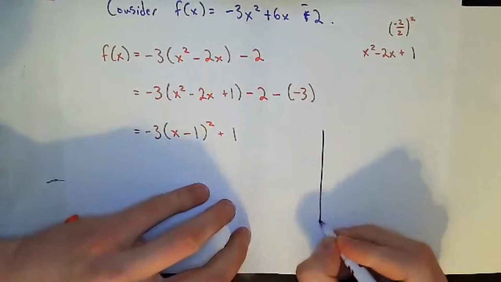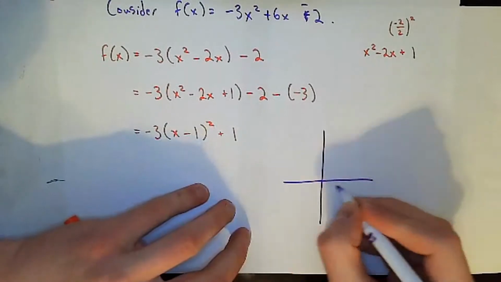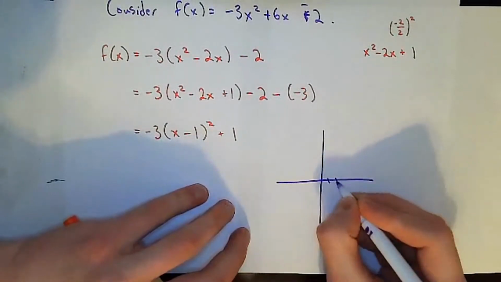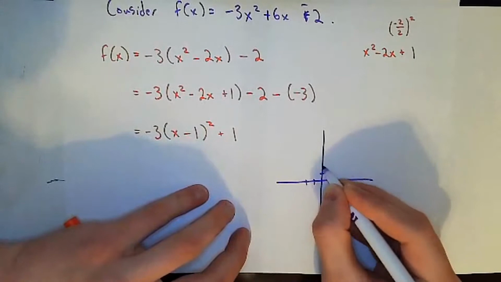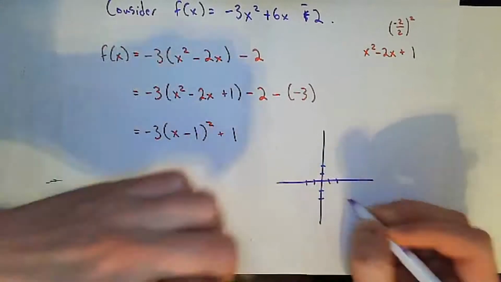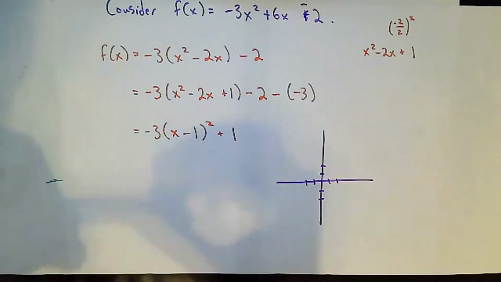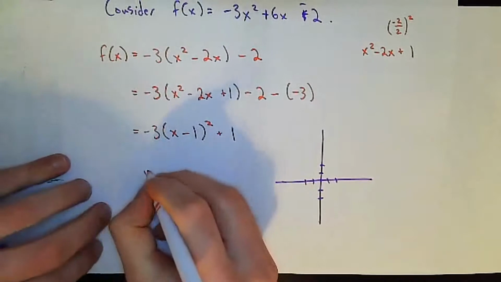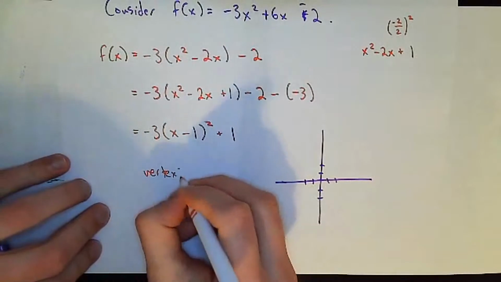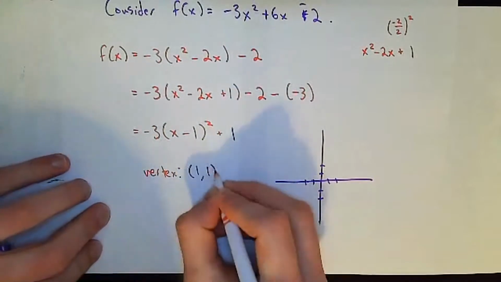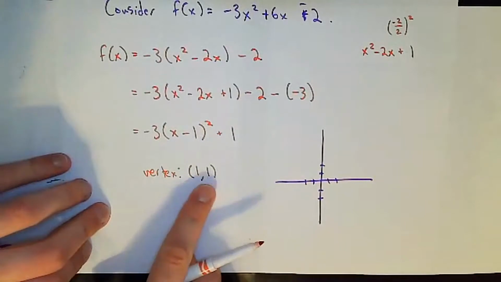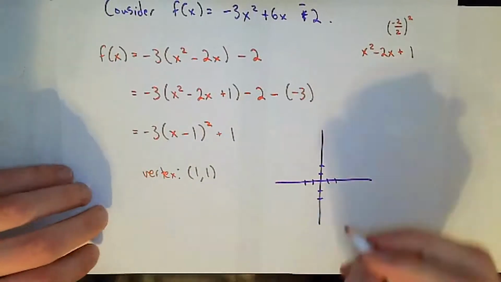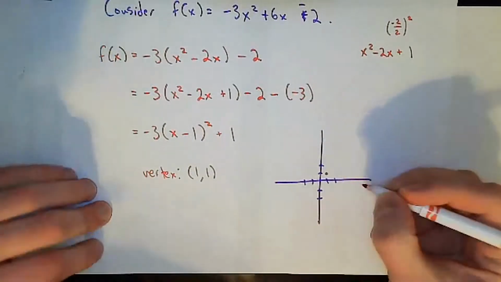I can go ahead and graph it fairly easily. I know I don't need to go too far on this because the vertex didn't move too much. By the way, what is the vertex? Where is it? The vertex is going to be at negative, minus 1, comma 1. All right, so that's right there.